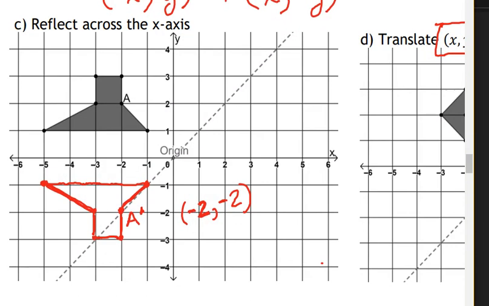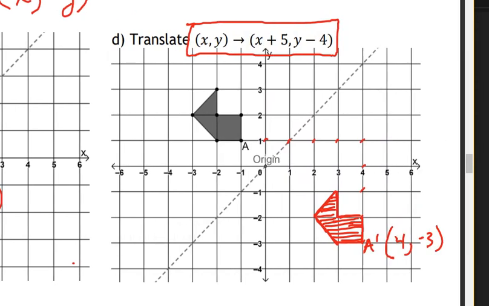For C, when I reflect across the x-axis, A prime went to -2, -2. And for D, when I translate using the rule x's are increased by 5 and y's are decreased by 4, the shape goes down into the fourth quadrant and A prime is at 4, -3.